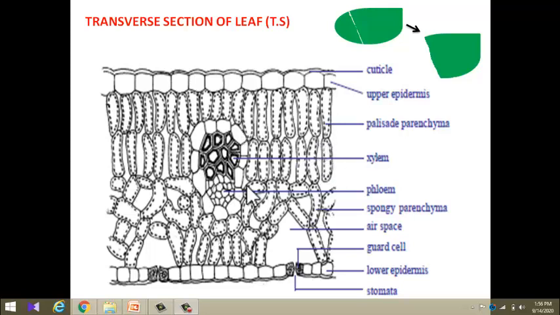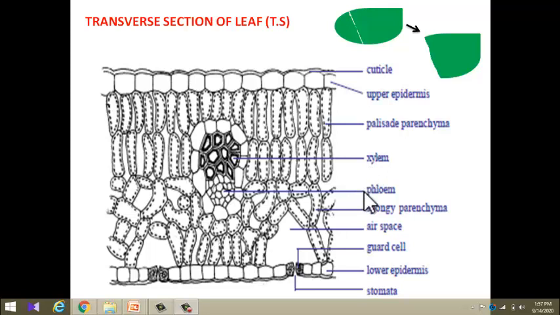Now what is this tissue? This is present in the midrib region. The midrib region consists of a specialized tissue called vascular bundle. This vascular bundle consists of xylem tissue towards upper epidermis, phloem towards lower epidermis. We know xylem helps in transportation of water, phloem helps in transportation of food.